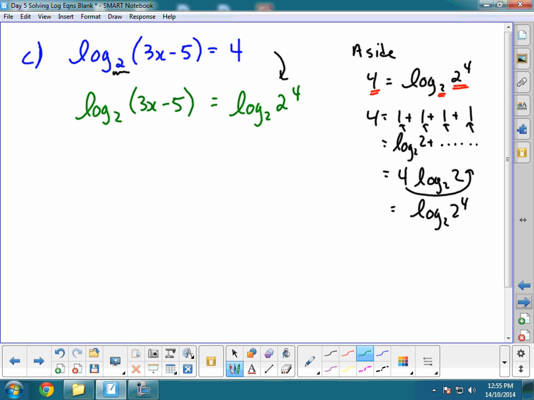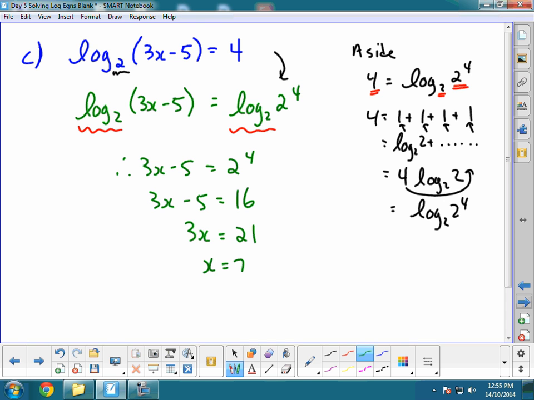Of course, the reason I chose base 2 in this particular example is so that I could have a common log of base 2, so that I might be able to ignore them. So 3x minus 5 equals 2 to the power 4, which is 2 times 2 times 2 times 2, which is 16. So 3x equals 21, x equals 7.